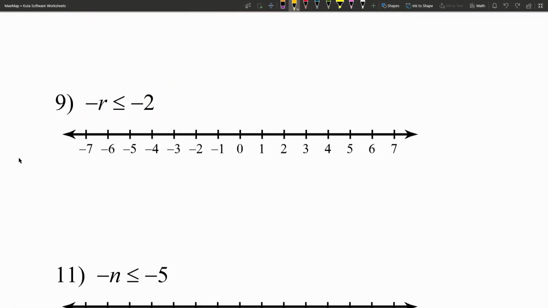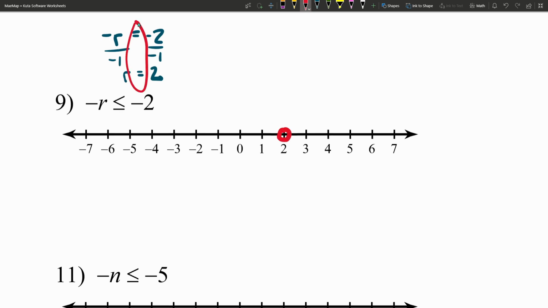In number 9, this one's a bit confusing because it says that negative r is less than or equal to negative 2. We don't want to solve for a negative r, we want to solve for r. So just like with an equation, if we were to have negative r is equal to a negative 2, what do we do to solve for r? We would divide by our negative. So dividing by a negative 1, we would get that r is equal to negative 2 divided by negative 1, which is a positive 2. So the number we're going to want to circle is a 2.